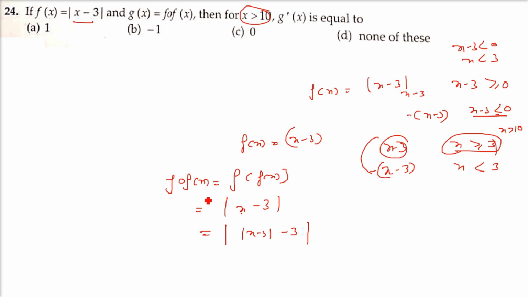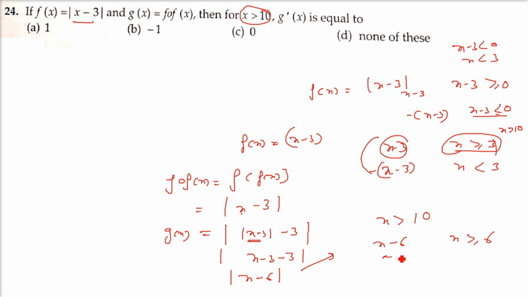Now when you take f of f x, we have already done that, we have started calling it g x. So when we have x greater than 10, we know that mod x minus 3, we have already done that, it is x minus 3. So x minus 3 is what? Modulus of x minus 6. Now in this case also, modulus of x minus 6 will be positive x minus 6 when x minus 6 is greater than or equal to 0, that is x is greater than or equal to 6. It will be minus of x minus 6 when x is less than 6. Okay. So x is greater than 10 is already given, so you have to take x minus 6 in this case. So x minus 6 is the answer.